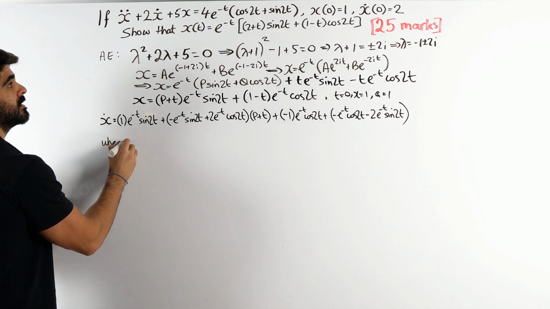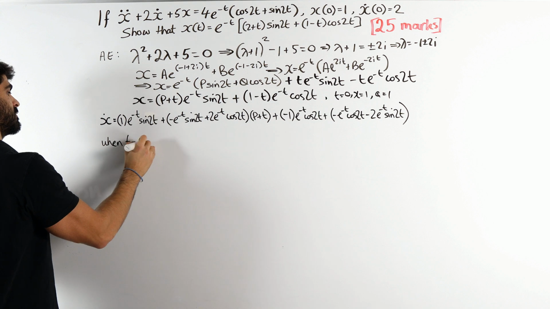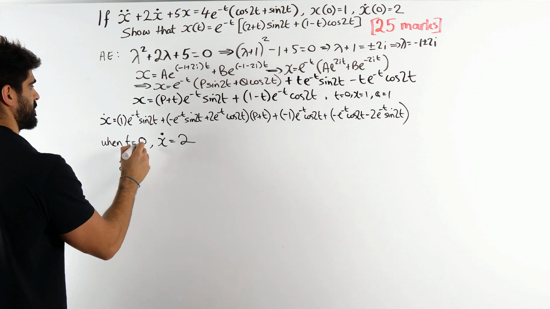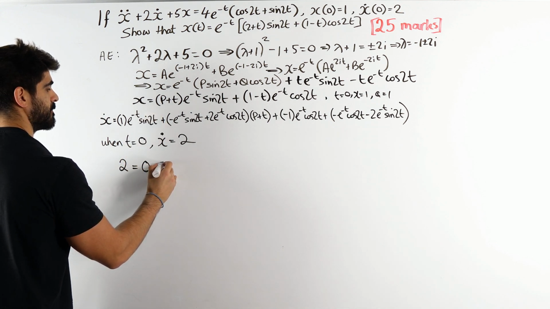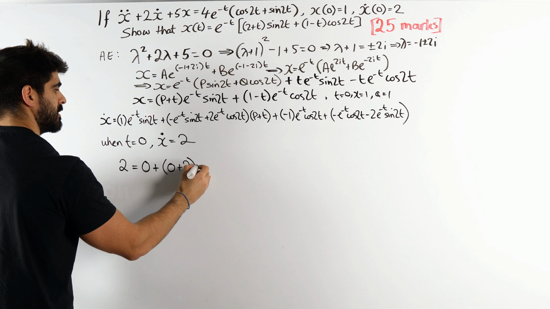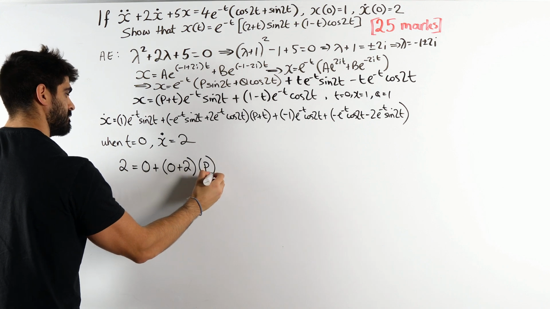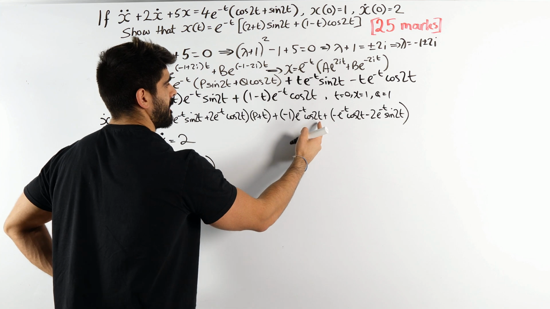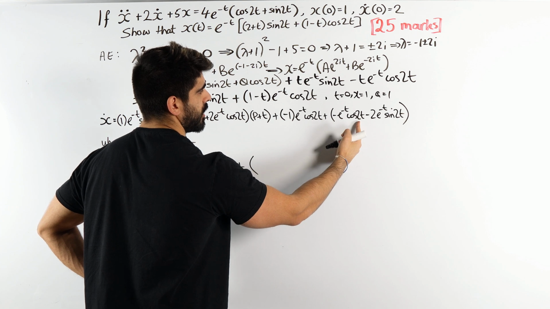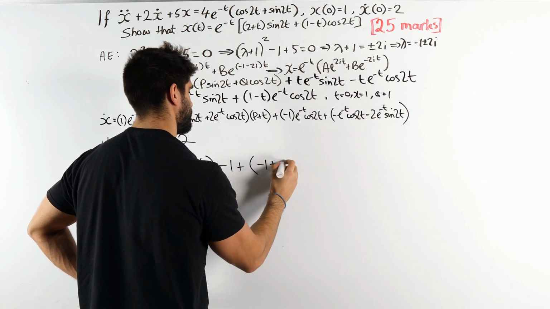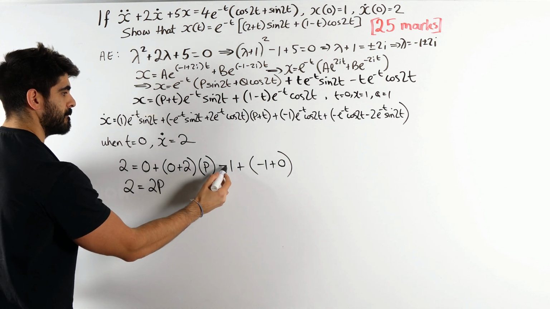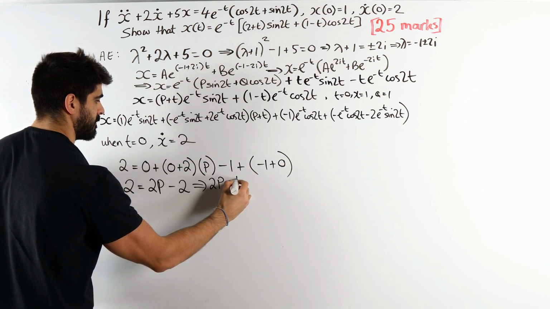When t is 0, x dot is 2. So we're left with 2 is, sine of 2t, sine of 0 is just 0, plus 0. Cos of 0 is 1, 1, 2 times 0p. 1, 1, minus 1, plus 1, 1, minus 1, 0. 2 is 2p minus 1 minus 1 minus 2. 2p is 4. I think this is working.